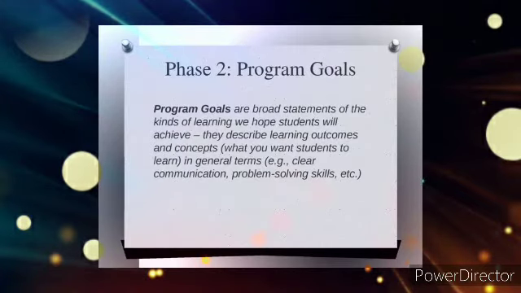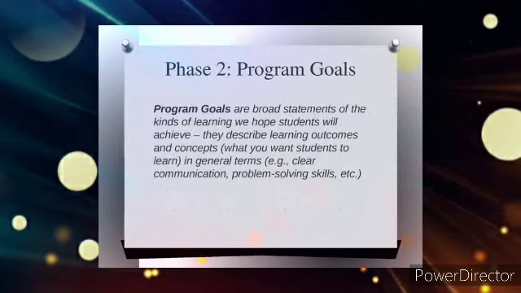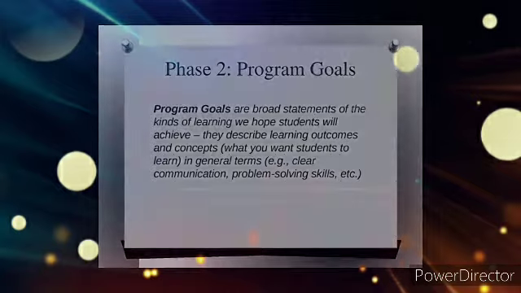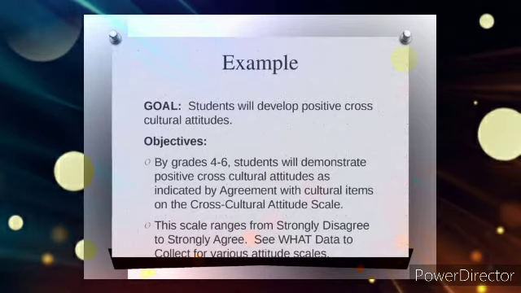So the second phase is program goals. So what is program goals? It is a broad statement of the kinds of learning we hope students will achieve. We describe learning outcomes and concepts in general terms, like communication, problem-solving skills, etc. So the example goal is students will develop positive cross-cultural attitudes. The objective is by grade 4 to 6, students will demonstrate positive cross-cultural attitudes.